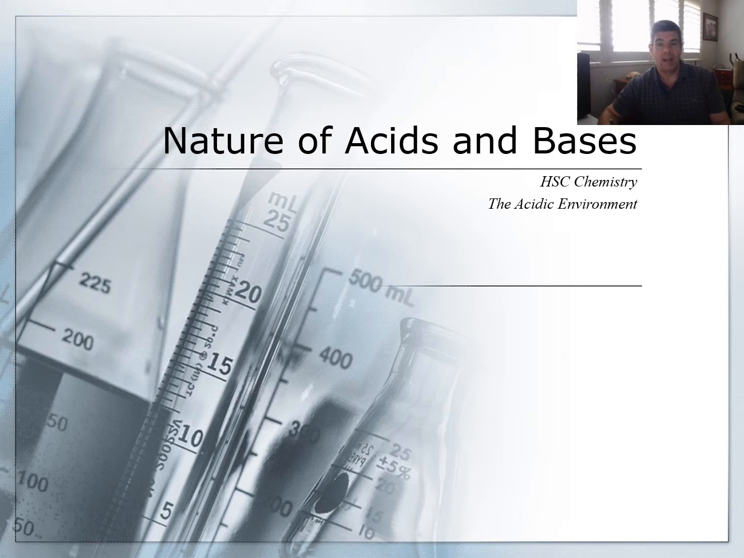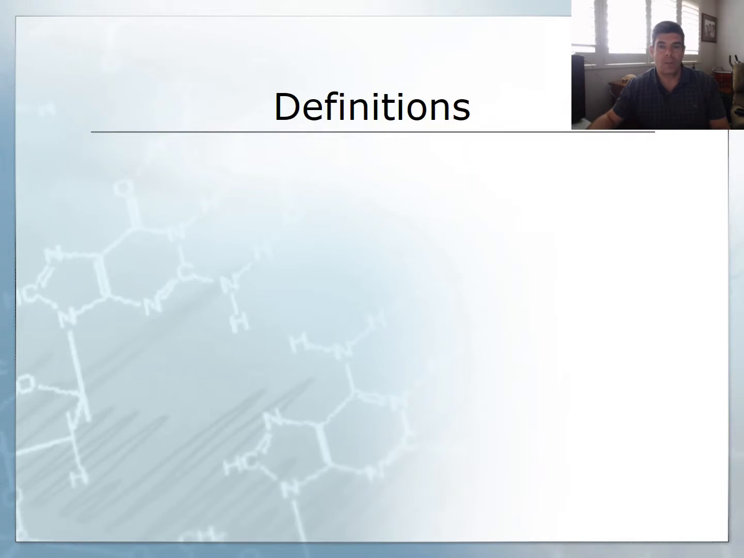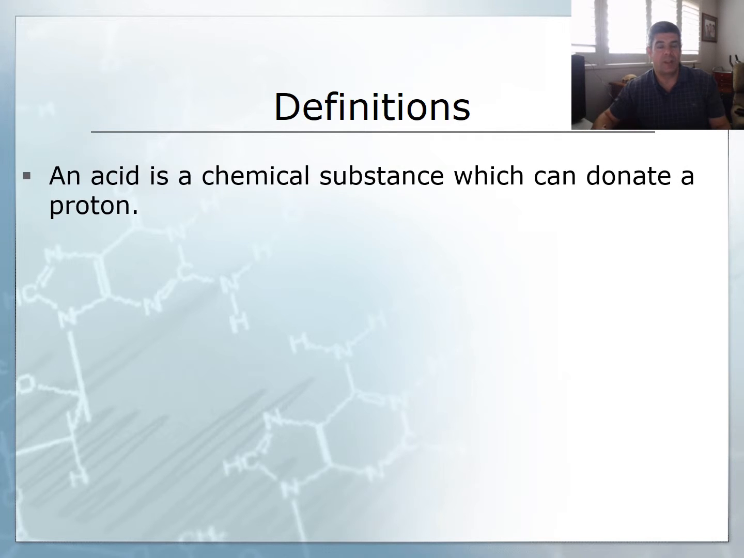So what I want to look at today in this particular video is the nature of acids and bases. So the first thing we need to do then is to have a look at a few different definitions. The first thing will be that an acid is a chemical substance which can donate a proton.